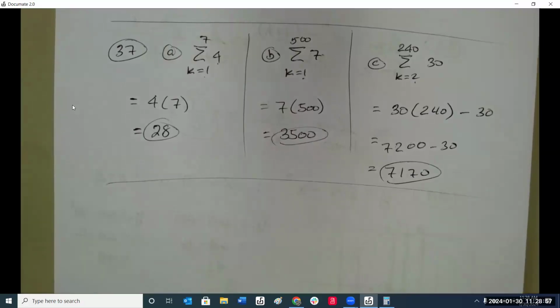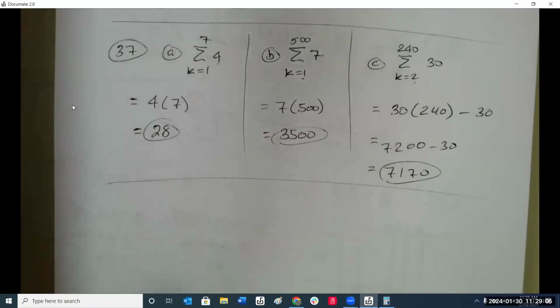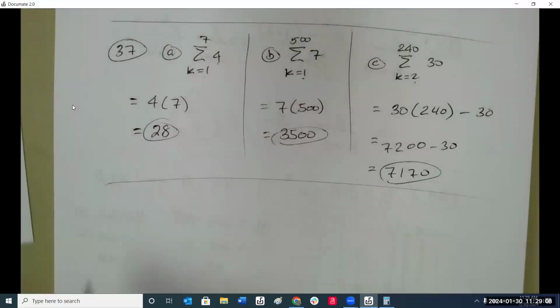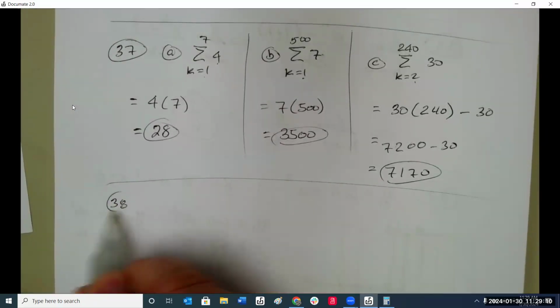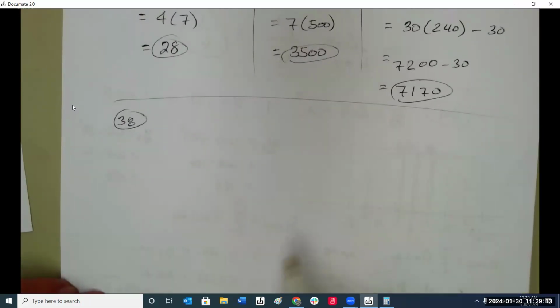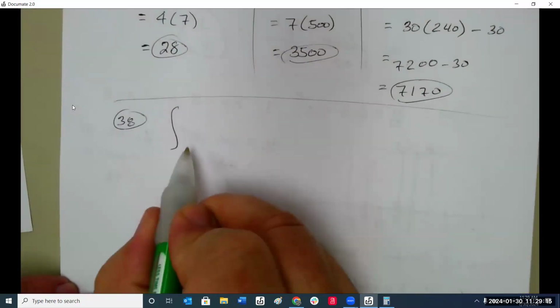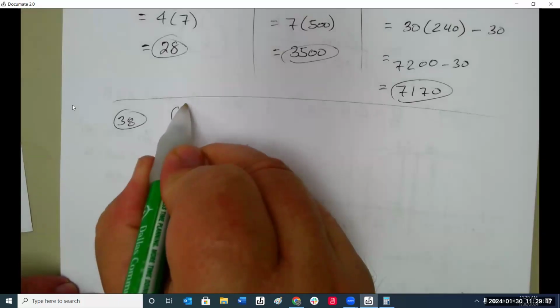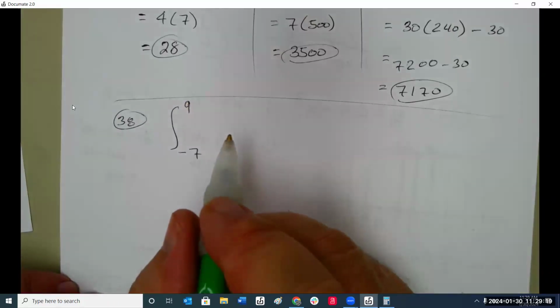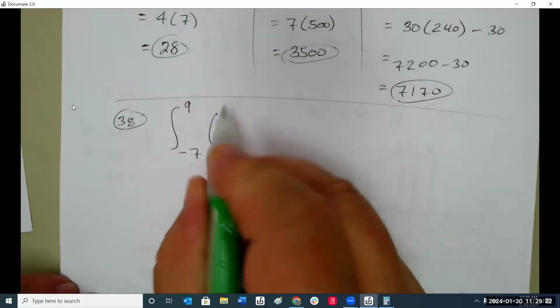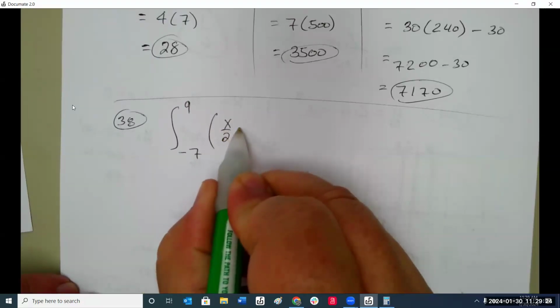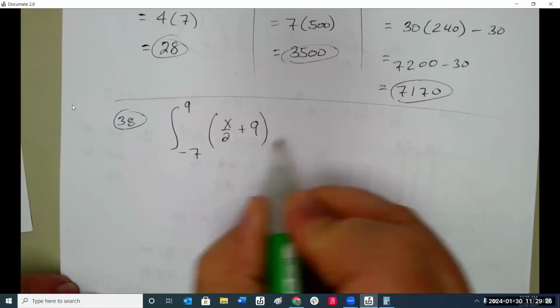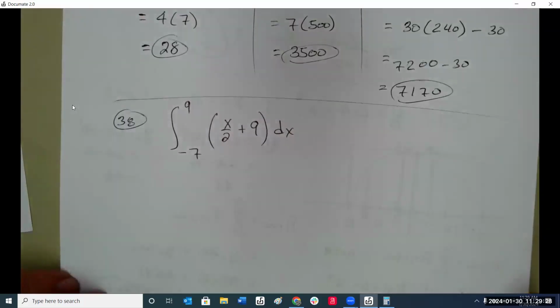And we have 2 more, but there are certain rules for constants when we have summations. I'm sorry, I didn't show you this. Oh, we have one more. 38. The integral from -7 to 9 of x over 2 plus 9 dx.